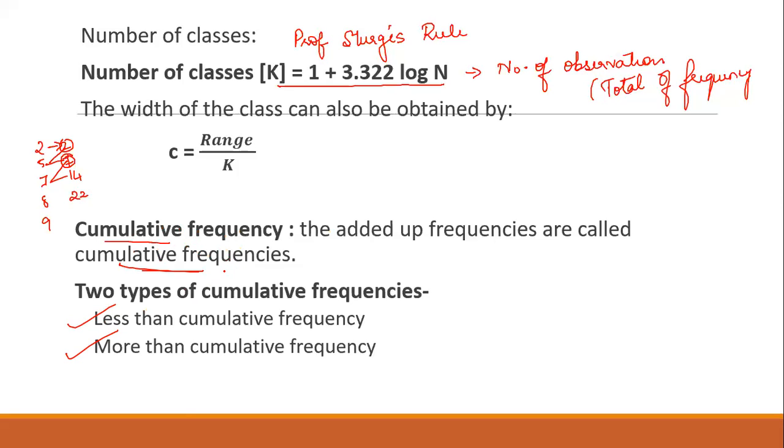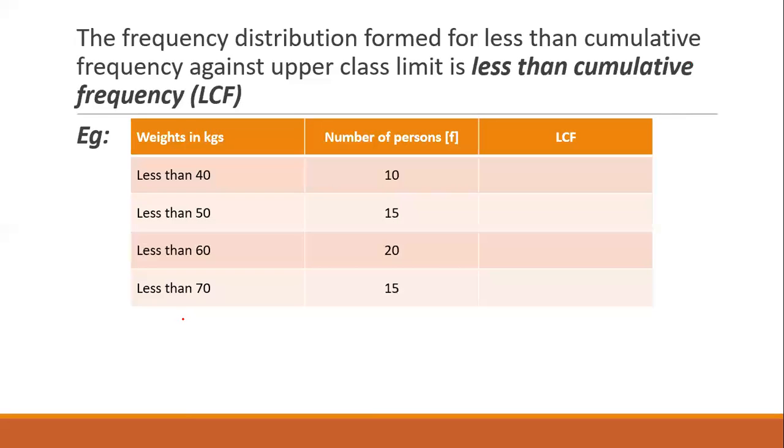There are two types of cumulative frequency: less than cumulative and more than cumulative frequency. Now we will know what is less than cumulative frequency and what is more than cumulative frequency. The frequency distribution formed for less than cumulative frequency against the upper class limit is called less than cumulative frequency. When you say less than, it should always be less than values.